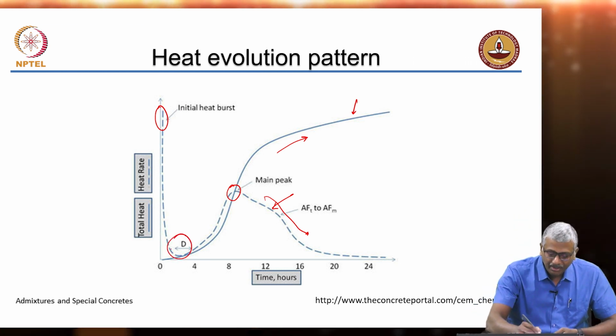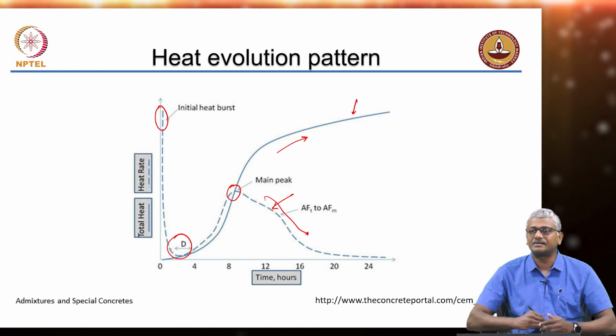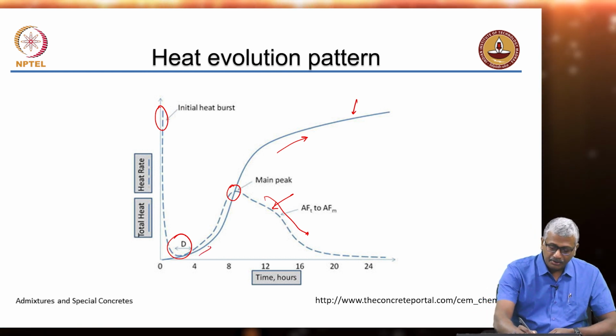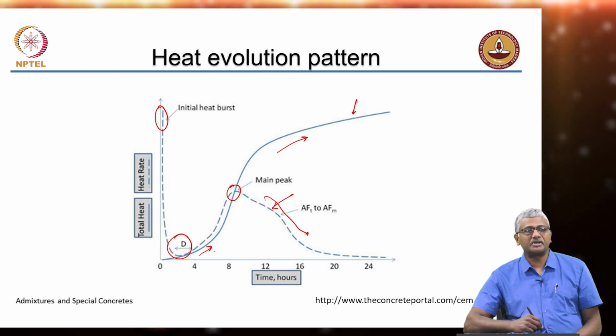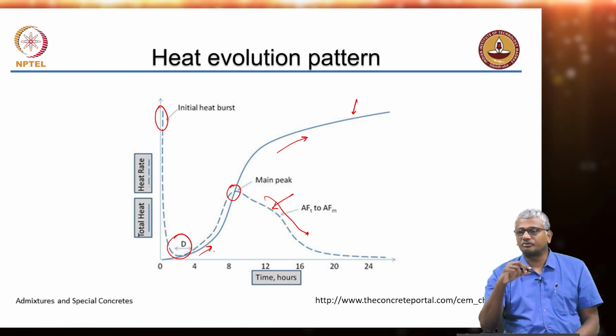Then there is a dormant period, a period where a relatively lesser rate of heat is evolved. Okay, heat is continuously getting evolved, but the rate of heat evolution is low in this dormant period. What is the significance of the dormant period from the point of view of working with the cement?